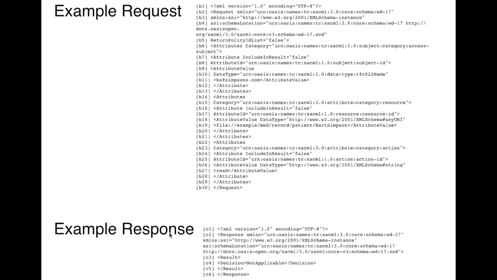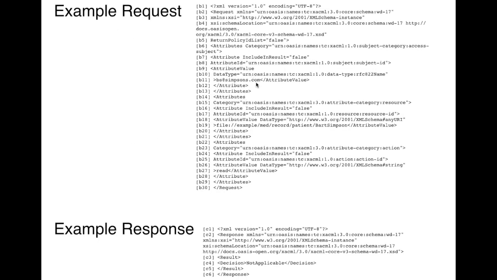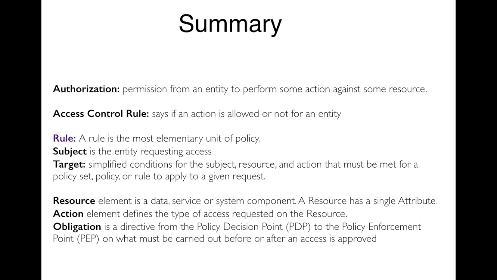Finally, the response part, as I said, there's only response and the result, which is a boolean, and as you could imagine, the decision is not applicable. The permission is not applicable. So it won't be able to read the document. Why? Because it didn't have the namespace med.example.com. It had simpsons.com.